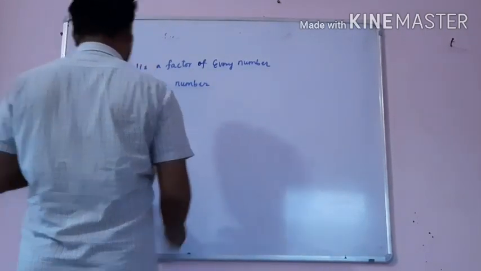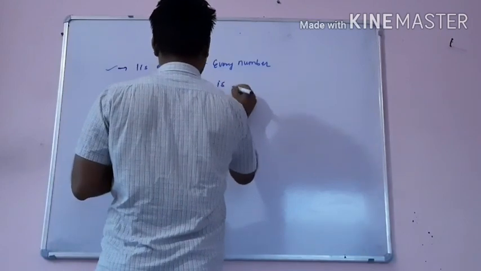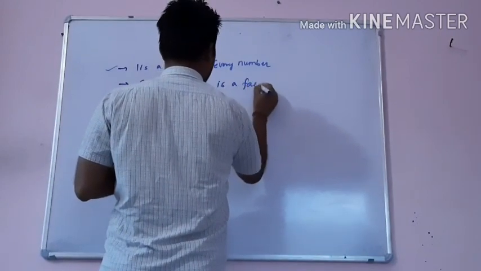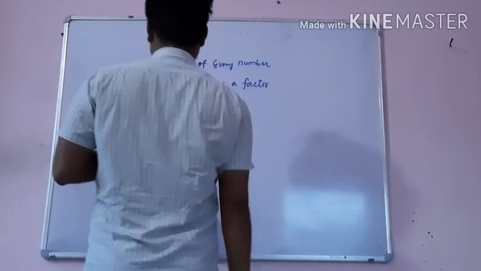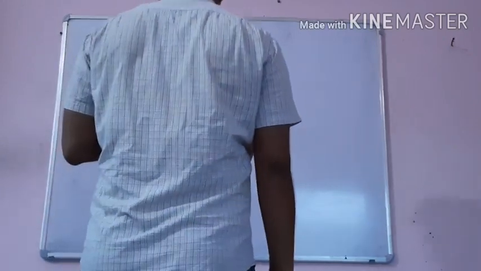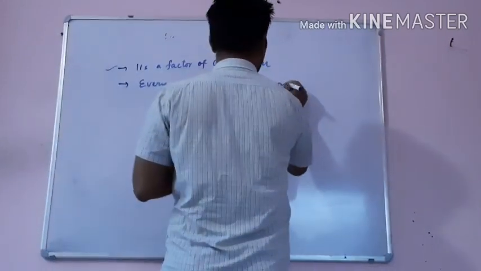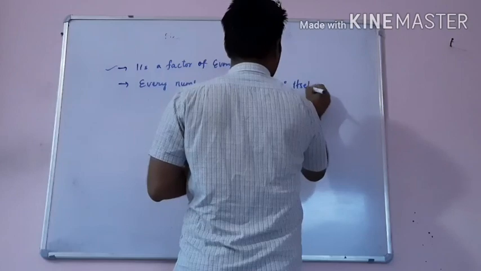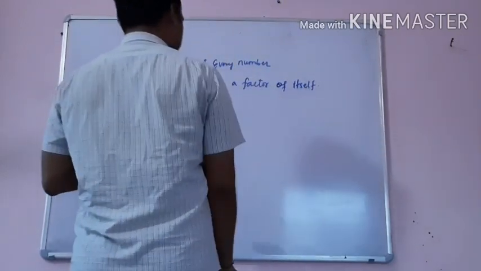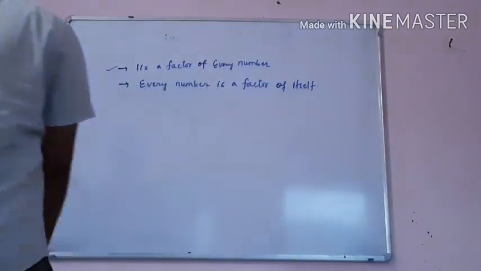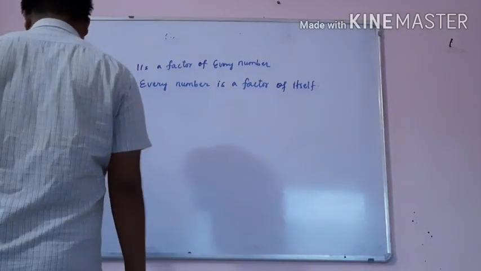Every number is a factor of itself. So every number is divisible by itself. This statement we have also discussed.